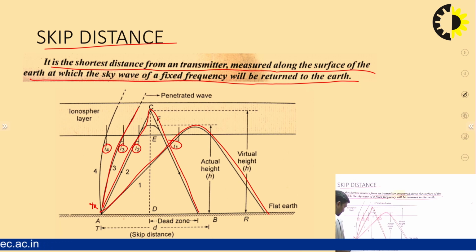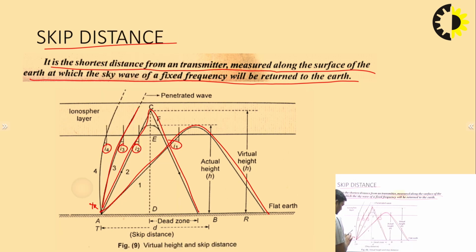In that particular region, this is a dead zone where no sky wave occurs. This distance is measured from the transmitter to the receiver, where the first sky wave is reflected back to the earth. That particular distance is called the skip distance.